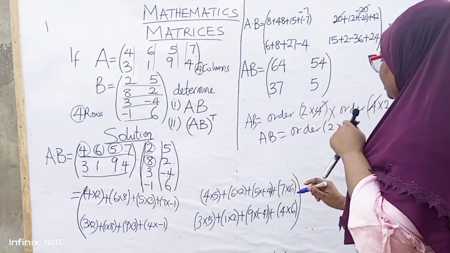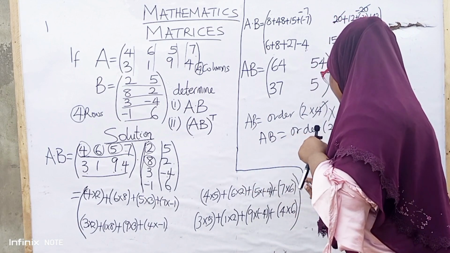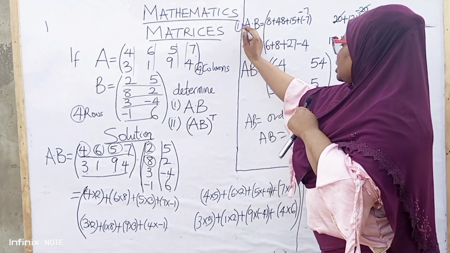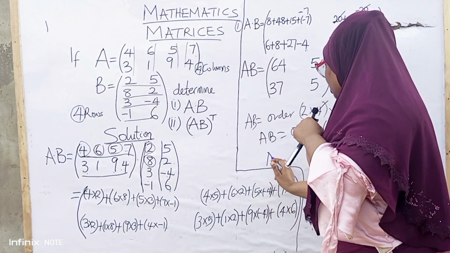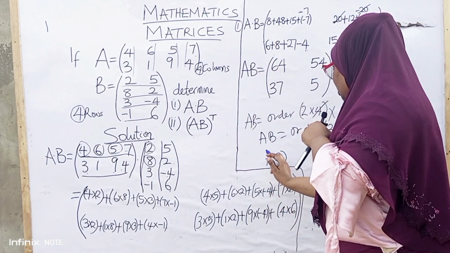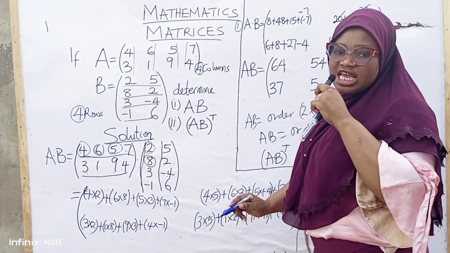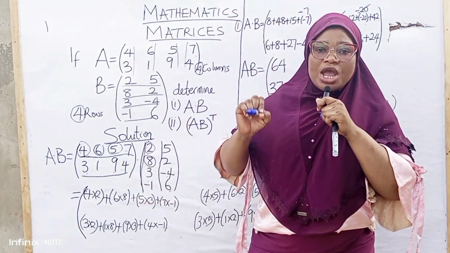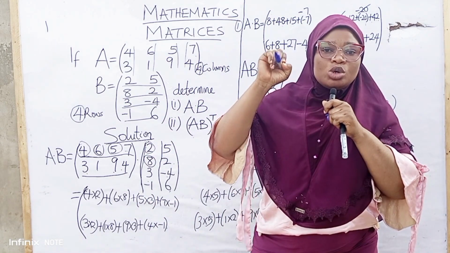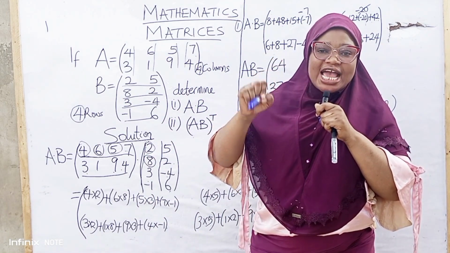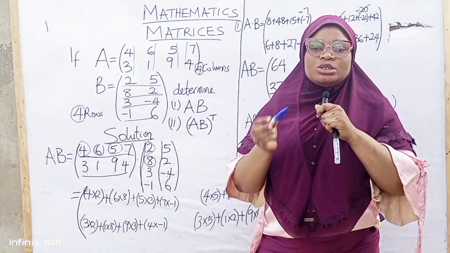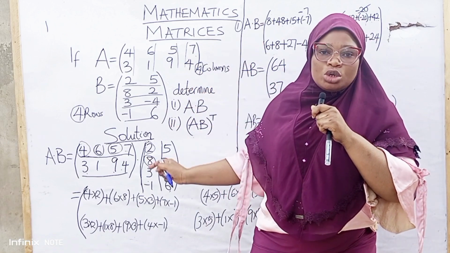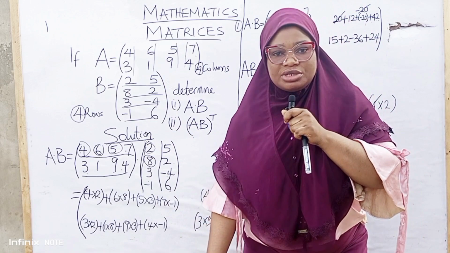So after getting our A multiplied by B, they ask us to find the transpose of A multiplied by B. So what is the transpose of a matrix? The transpose of a matrix is when the row and column of a given matrix are interchanged. That is, when the row of a given matrix becomes the column of the other matrix.